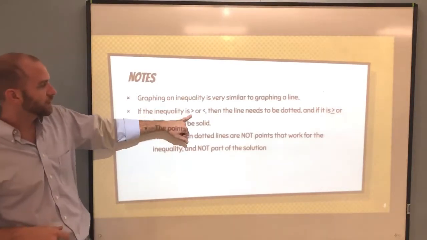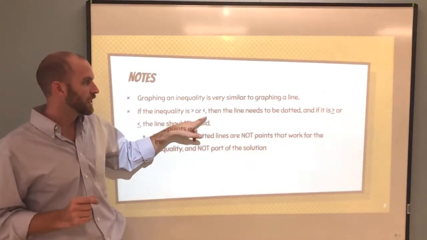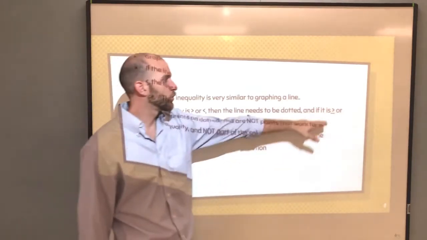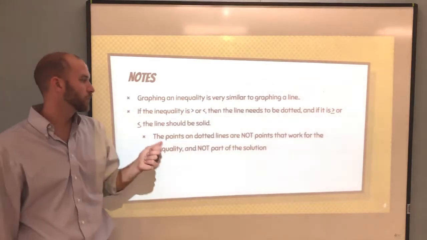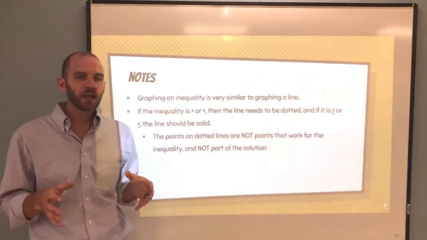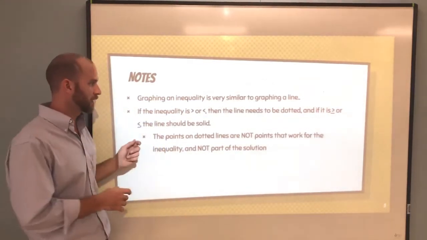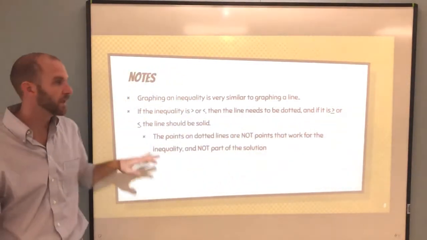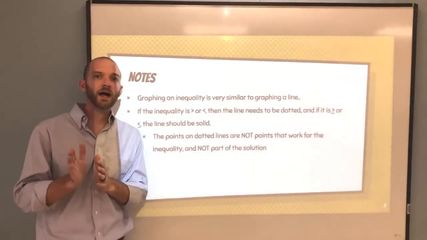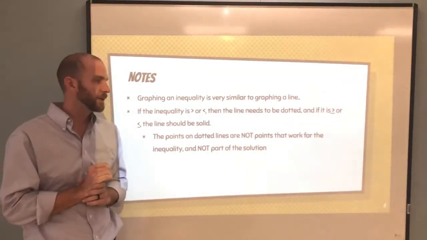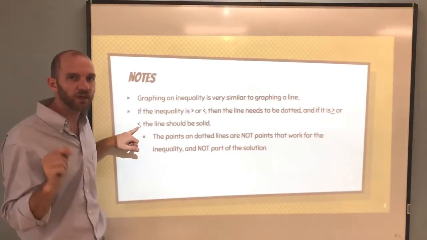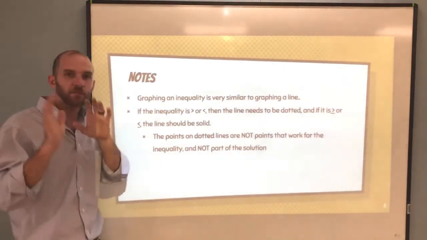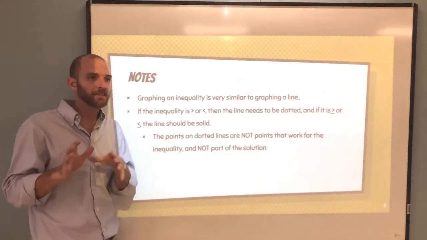If the inequality is a greater than or a less than inequality, then the line needs to be dotted, or we could say dashed if you want to. And if it's greater than or equal to, or less than or equal to, then the line should be solid. Now this actually kind of makes sense if you think about it. If we've got an or equal to, then it's going to look very similar to y is equal to mx plus b. So if you ever see that equal sign underneath the inequality, then that means you've got a solid line. That means those points get included in the graph.